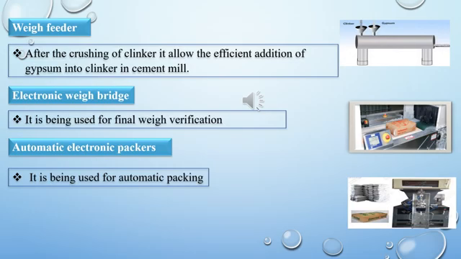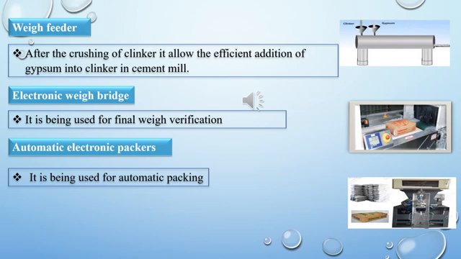So students, we have discussed one by one the different equipment which is used in the cement industry, like quality checkers, kilns, preheaters, blending silo, and similarly we have discussed wave feeders, then electronic wave bridges, and then automatic electronic packers. So students, these were the equipment which is used in the cement industry. Now after this we will discuss the raw material used in the cement industry.